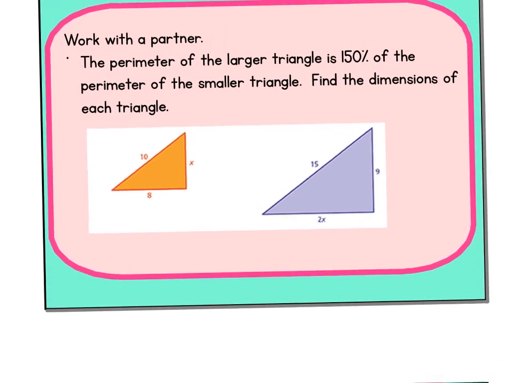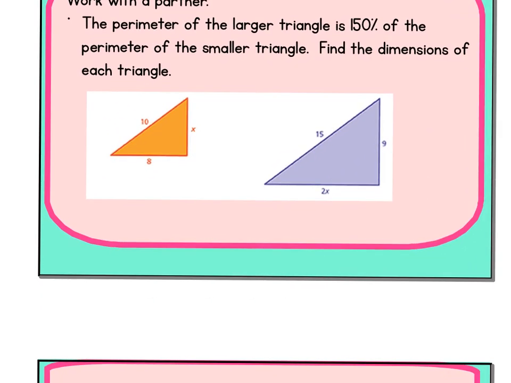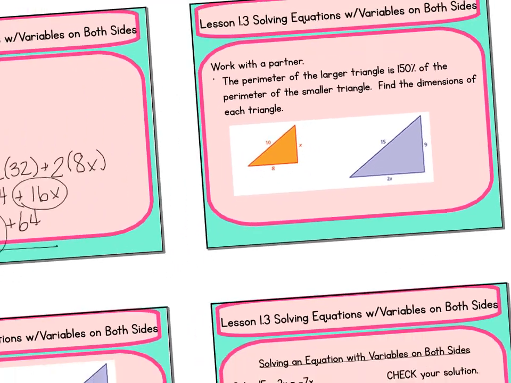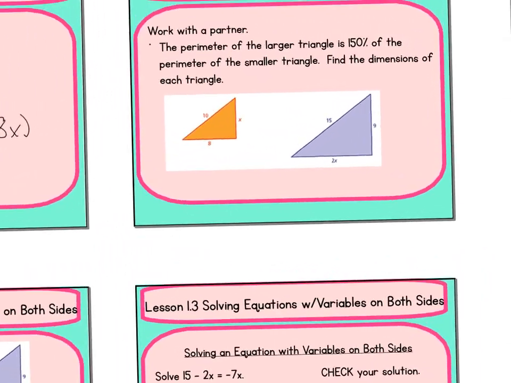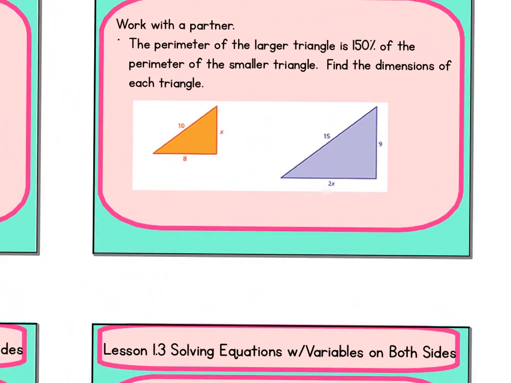For the next part, we have to set up an equation that shows that the perimeter of the larger triangle is 150% of the perimeter of the smaller triangle, and we have to find the dimensions. So with this, we are creating an equation. I'm going to move over to the next one to solve. So you'll notice that it says the perimeter of the larger triangle. So we're going to actually figure out what that is.